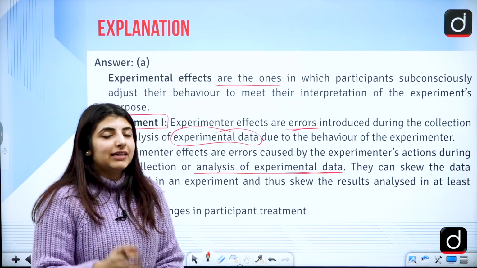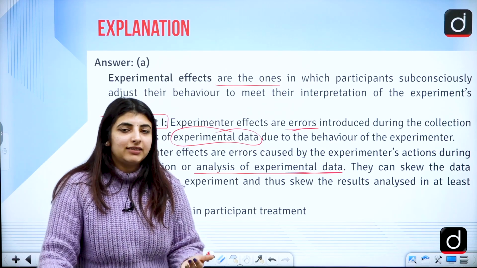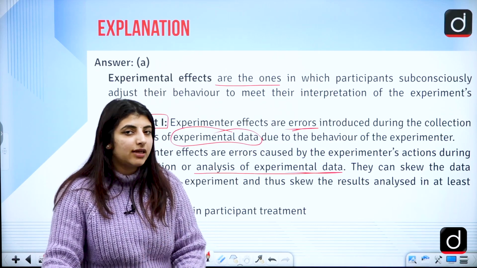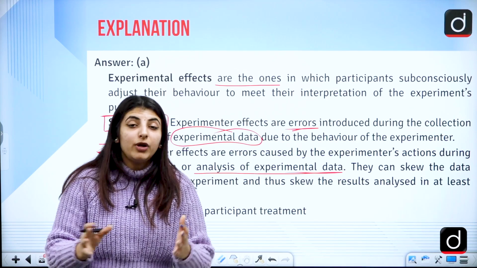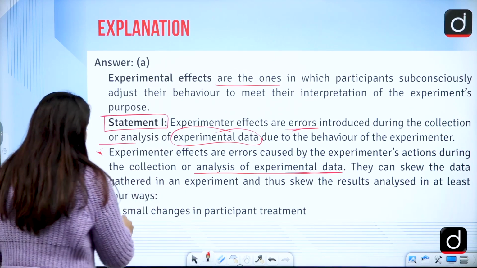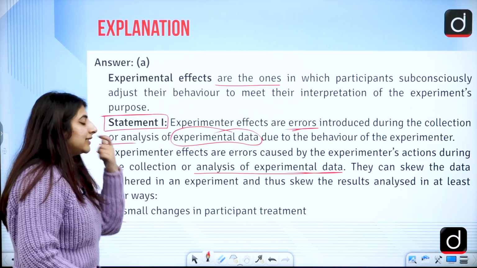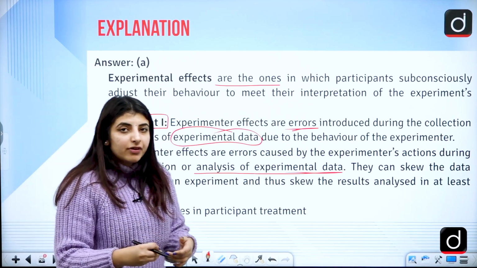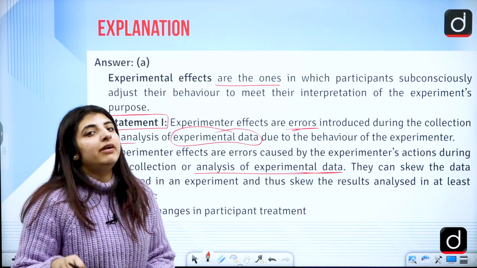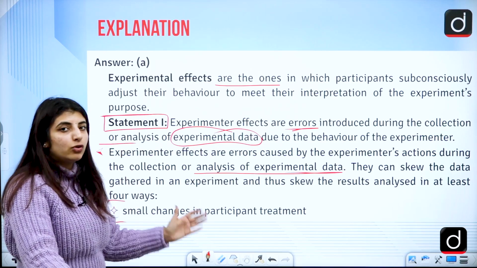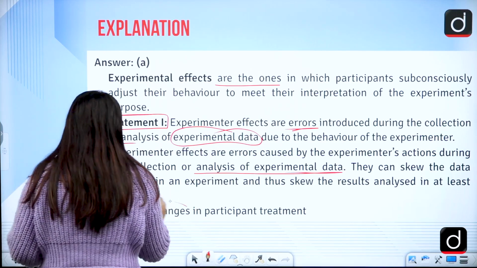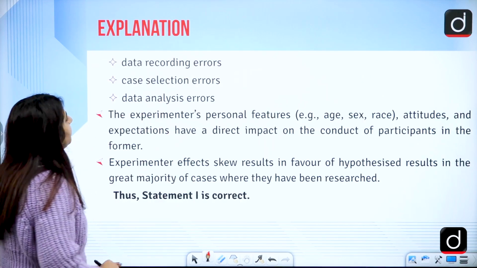So how can an experimenter, whosoever is doing the research, skew the results? How can he mess up the results? He can change the results which were intended to be something other. Correct? So there are 4 ways. Number 1 is small changes in participant treatment. If they are treating the other participants with some legit medicine, but with one or 2 participants they genuinely are giving them sugar pills, that is the small change that can be observed there.